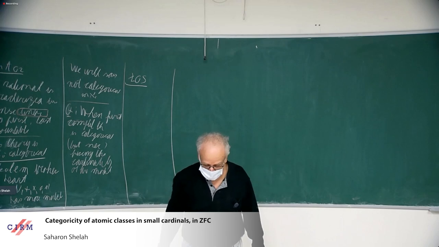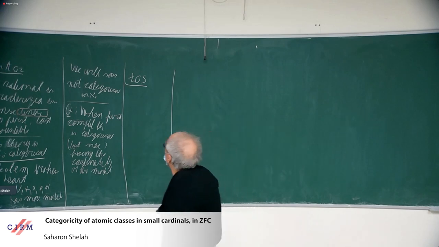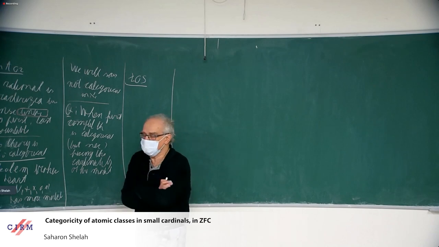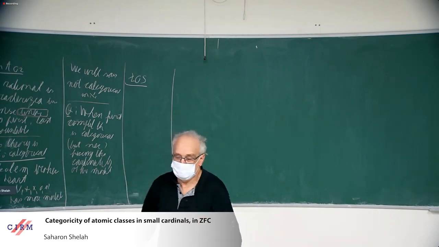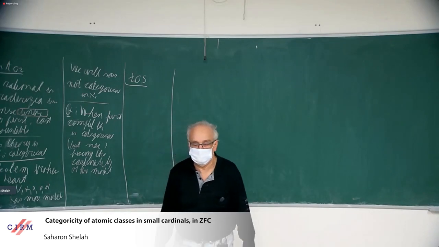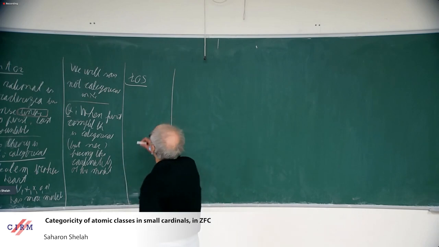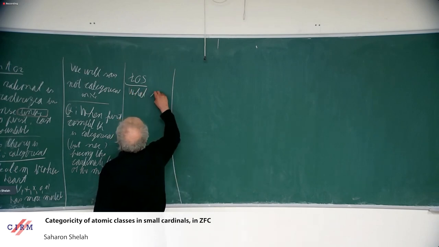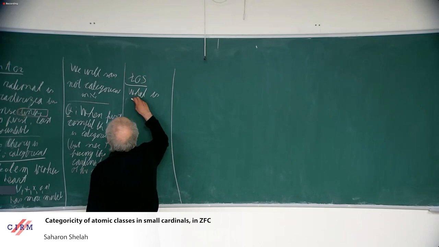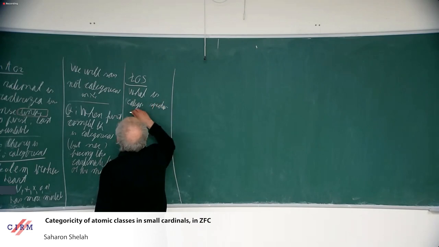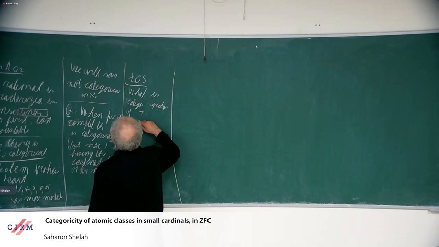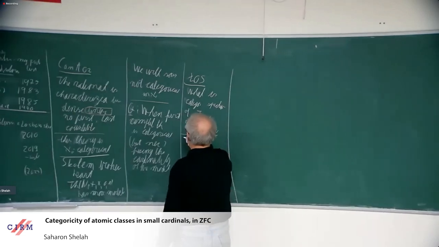Now, what is done much in mathematics, and he asked in particular the following question. Suppose you look at a complete first order countable theory. What can be the cardinals in which it is categorical? So he set out to find examples. What is the categoricity spectrum of the countable complete first order theory?